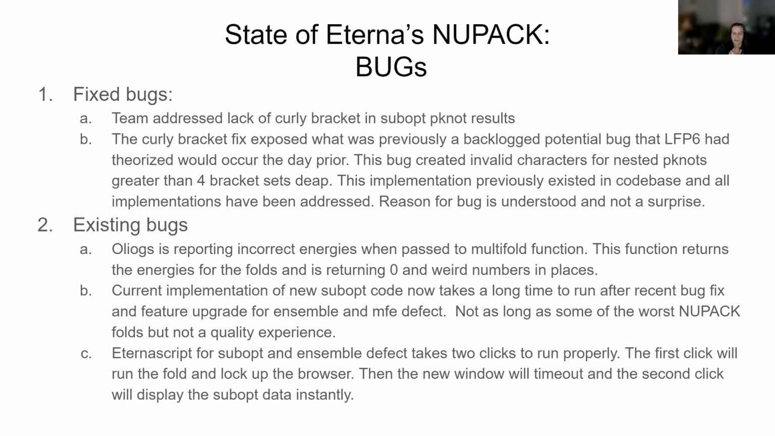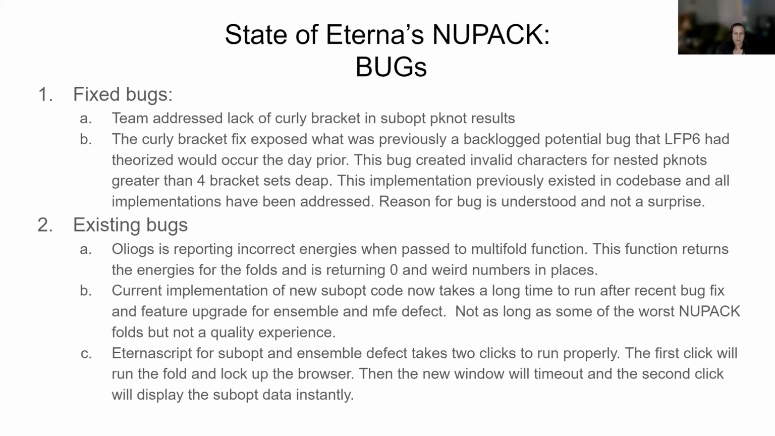Existing bugs right now: oligos are reporting incorrect energies in some cases when passed through the multifold function. Basically, you get some weird energies and some zeros and weird numbers. I'm debugging that right now. The current implementation of NUPACK now takes a long time to run.